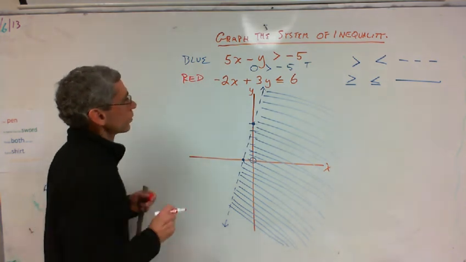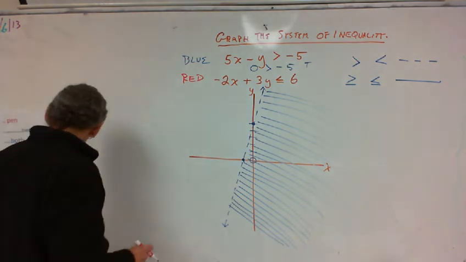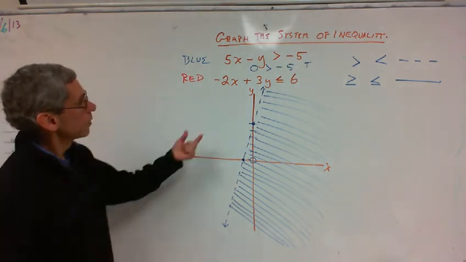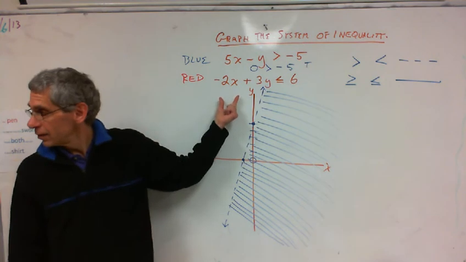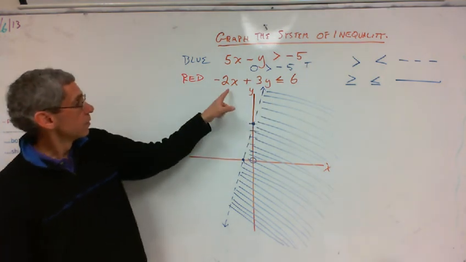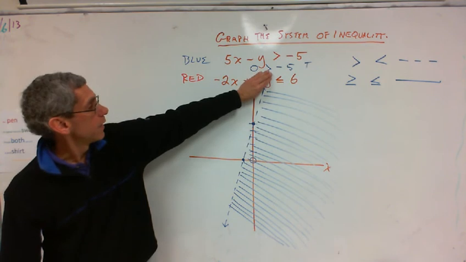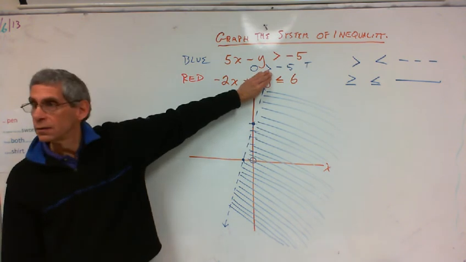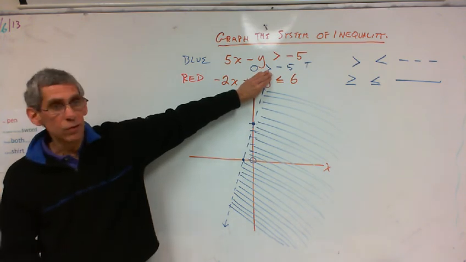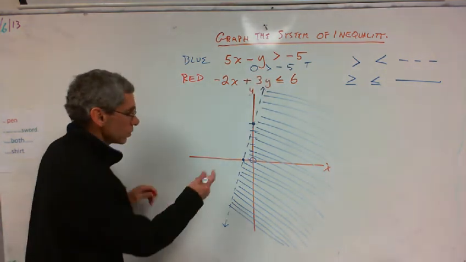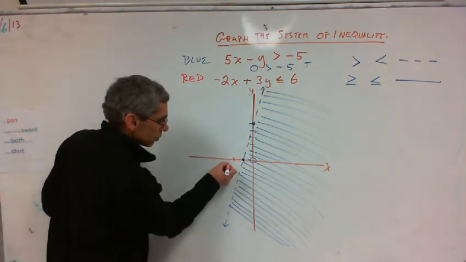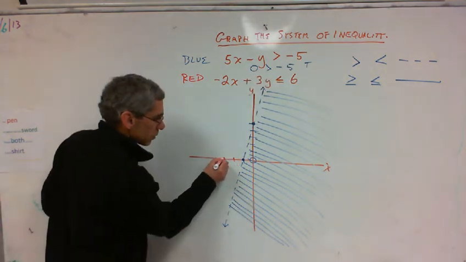All right, my second one. Again, it's in standard form, so the easiest way is to use x and y intercepts again. To find my x-intercept, I'm going to make y 0. Negative 2x is equal to 6. So divide by negative 2, x is negative 3, right? So x is negative 1, negative 2, negative 3, put a dot.